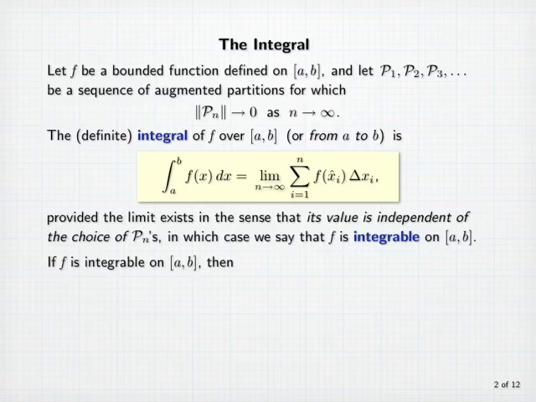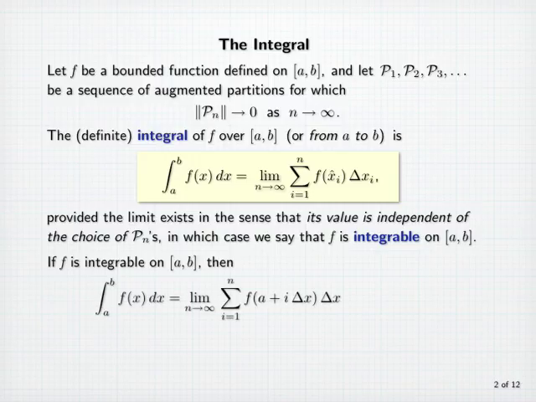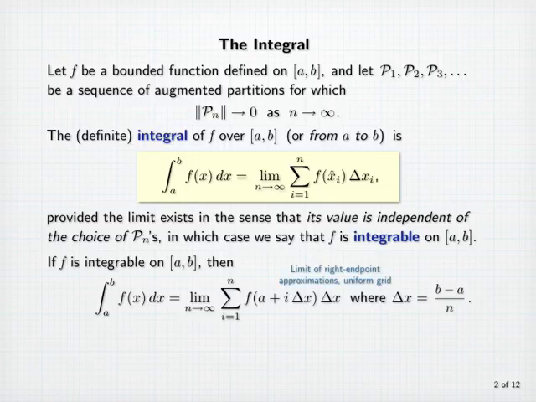If f is integrable on AB, then the integral from A to B of f of x dx can be expressed as the limit of Riemann sums corresponding to any sequence of augmented partitions, provided that the norm of the partitions approaches 0 as n goes to infinity. In particular, we can say that the integral from A to B of f of x dx is equal to the limit as n goes to infinity of right endpoint approximations using a uniform grid.